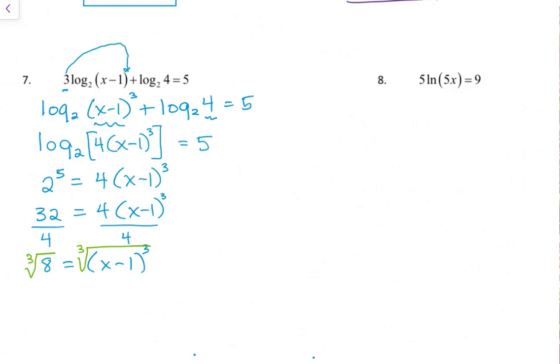And the cube root of 8 is 2. And the cube root of a cube, those are inverse operations, so all I'm left with is the x minus 1. So adding 1 to both sides, I get my solution, x equal to 3, that I need to check. So we had one argument up here that contained x, and if I let that x be 3, 3 minus 1 would still be positive, so I do get to keep that solution.